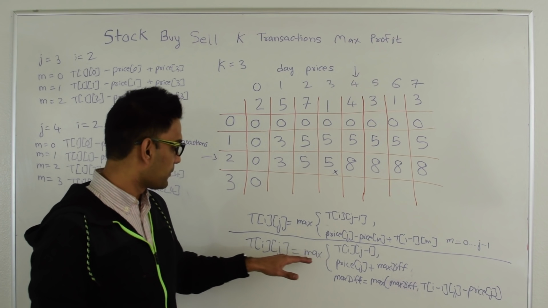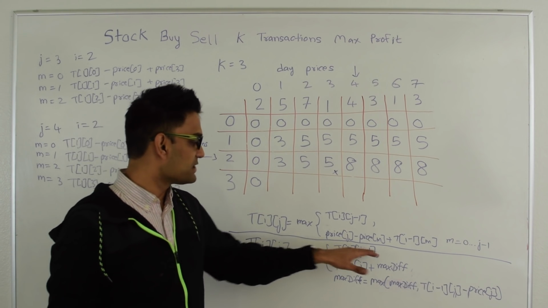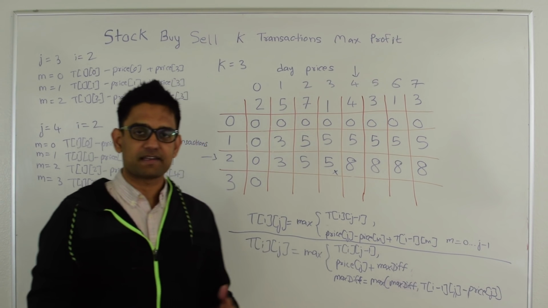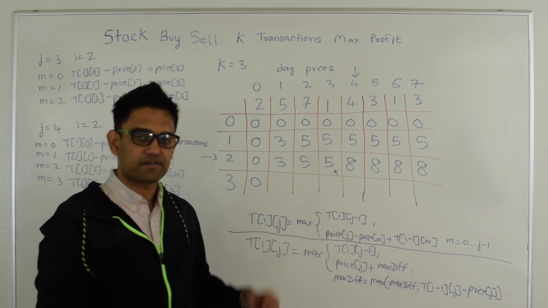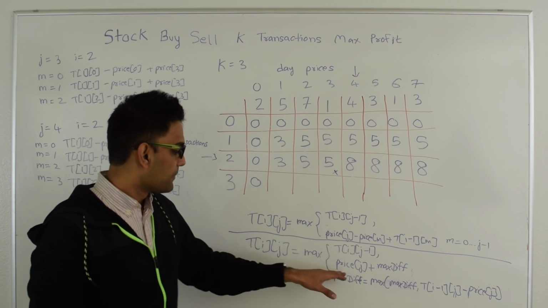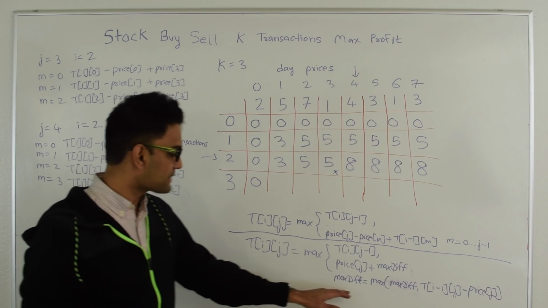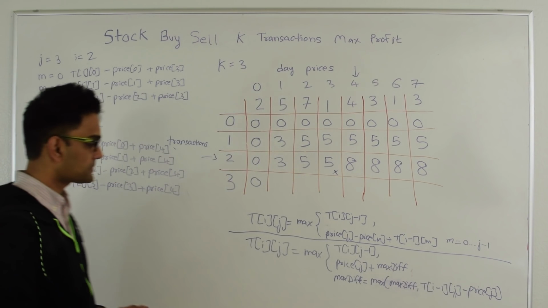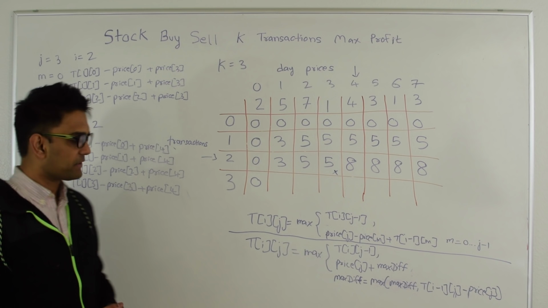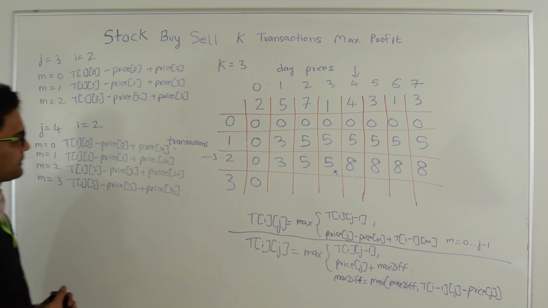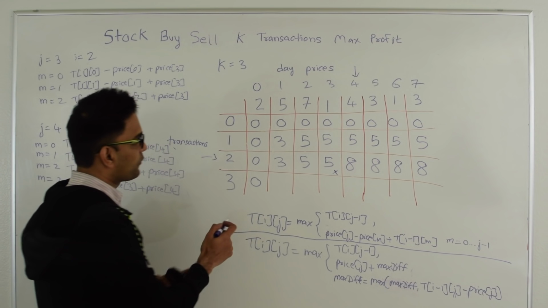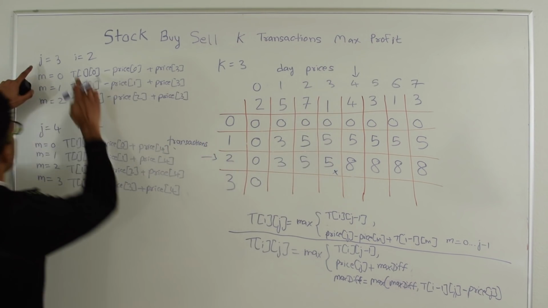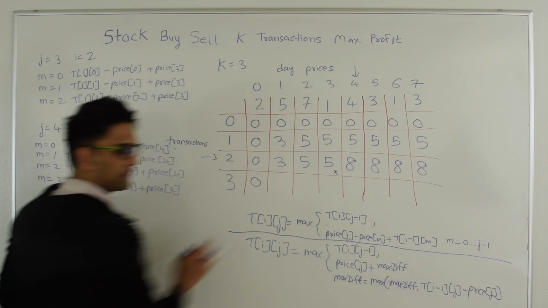The first part of the formula, T of i j is max of T i j minus 1, is pretty much the same. So by basically not transacting at all on the jth day, the best you can do by not transacting at all on the jth day, or price of j plus max diff, where max diff is max of current max diff and T of i minus 1 j minus price of j. So let me try to explain this with an example. Let's go back to the time where our i was 2 and j was 3. So i was 2 and j was 3. So basically this point here.